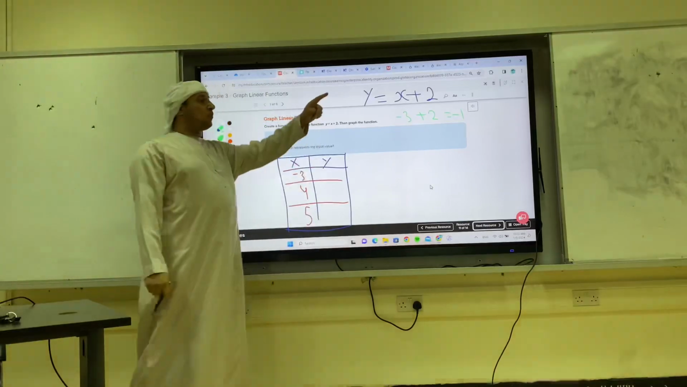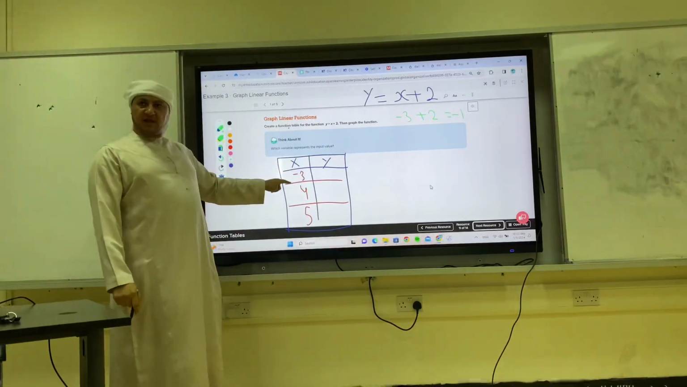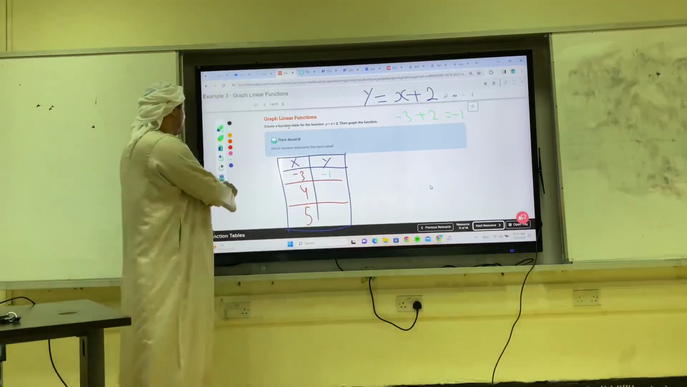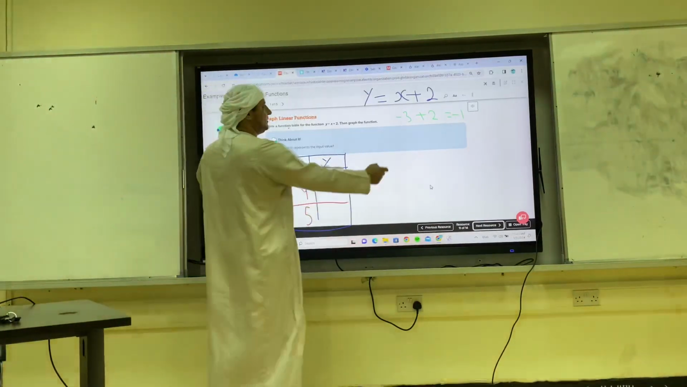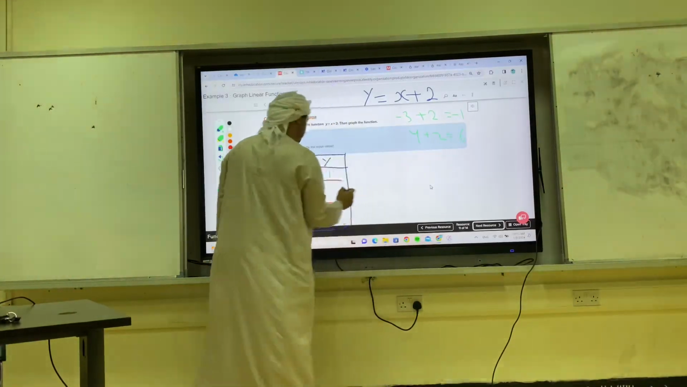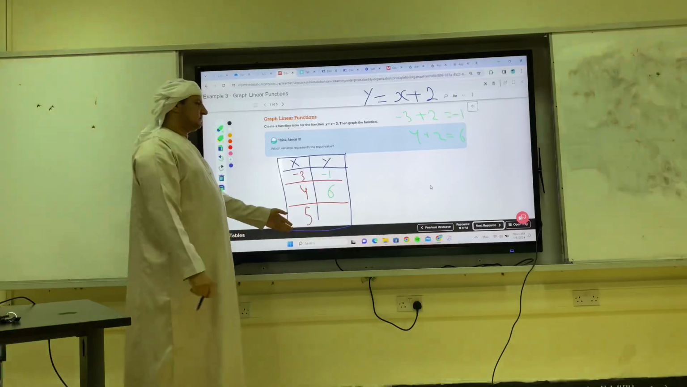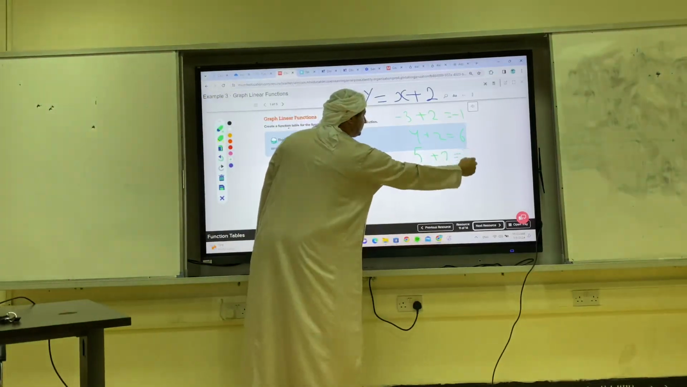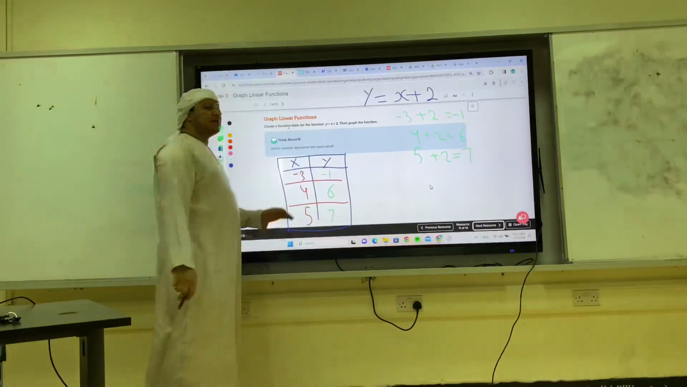The corresponding y value of negative 3 is negative 1. Next, 4 plus 2 equals 6. So I have 6. Then 5 plus 2 equals 7. So this is a function.